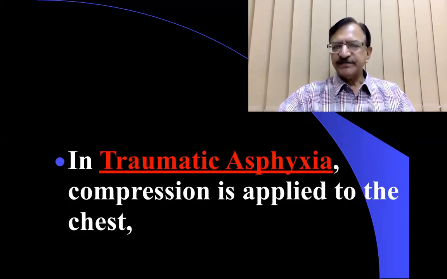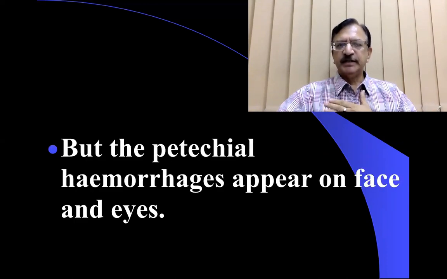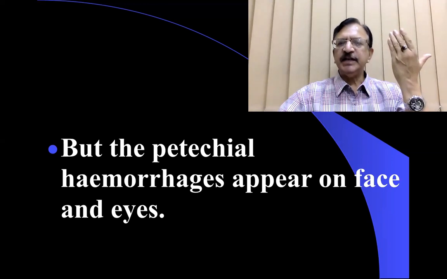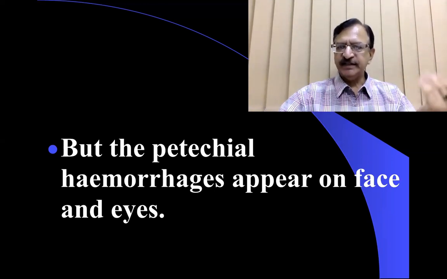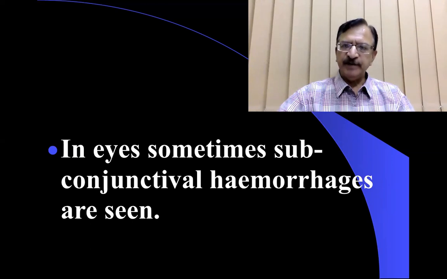Like in traumatic asphyxia, compression is applied to the chest. In a stampede, the chest is unable to move and it is compressed. And we will see petechial hemorrhages on the face and in the eyes. And sometimes the pressure is so much that we see subconjunctival hemorrhage within the eyes.